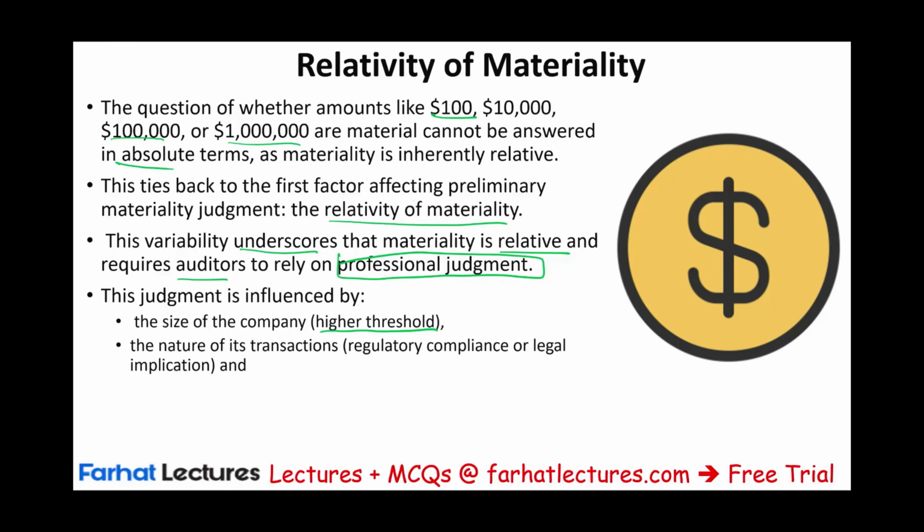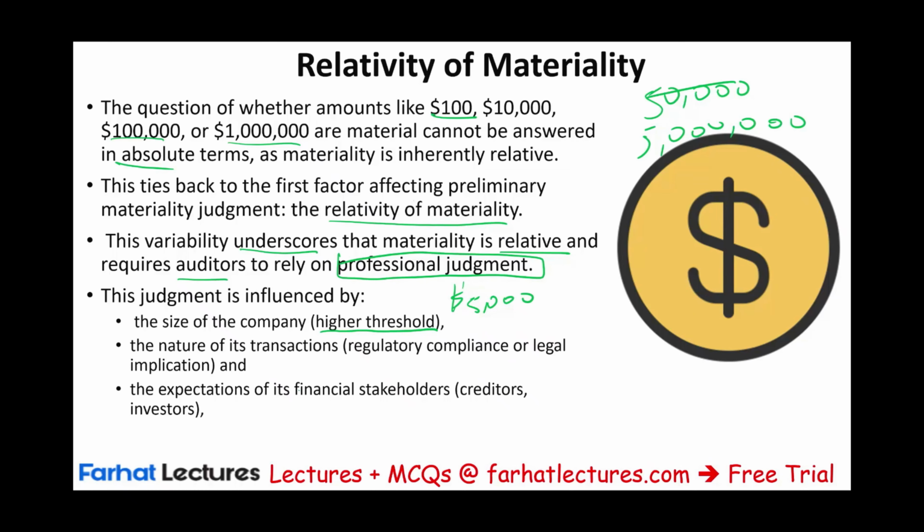For example, if you're auditing a mom and pop store, maybe $5,000 is an important figure. If you're auditing a publicly traded company like Apple Computers, maybe $50,000 or even $5 million may not be material when their sales are $100 billion a quarter. The expectation of its financial stakeholders. What's the expectation? When we're looking at creditors, investors, and other stakeholders, what is important to them? Well, that's going to determine our materiality level. So those are the things that we'll take into account, making materiality a relative amount rather than a fixed threshold.